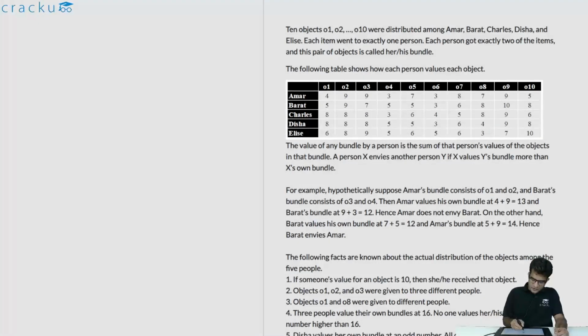In this question, we are told that there are 5 friends. Let us call them A, B, C, D and E, and each one of them rates 10 objects according to the table that is given. Now, all of these 10 objects were distributed amongst the 5 friends such that each friend has received exactly 2 objects. We are required to calculate who has received which object.